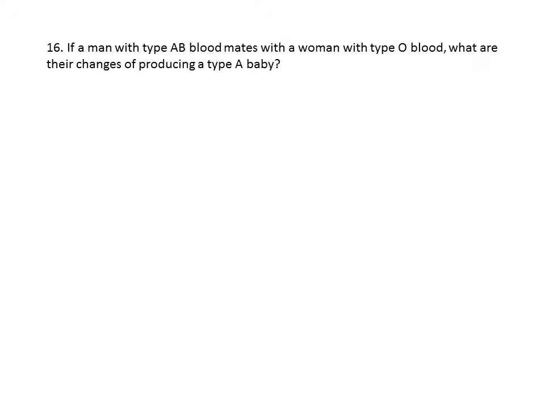This problem mentions a man with type AB blood, so I'd write down man and give him the genes that would cause him to have type AB blood. He must have an A gene and a B gene. He mates with a woman with type O blood. I write woman, and the only way she can have type O blood is if she has 2 small o's. The O gene is recessive.